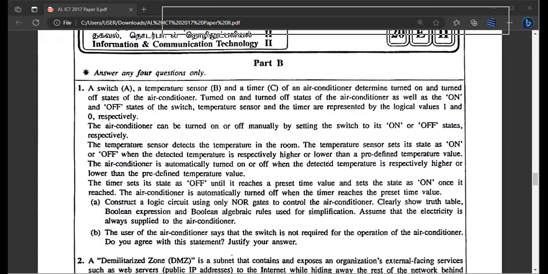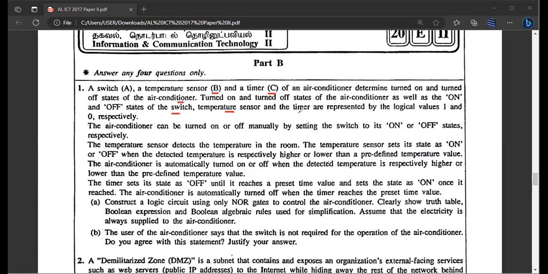2017 advanced level logic gate question, right? A switch A, a temperature sensor B, and a timer C of an air conditioner determine turn on and turn off states of the air conditioner. Turn on and turn off states of the air conditioner as well as the on and off states of the switch, temperature sensor, and the timer are represented by the logical values 1 and 0 respectively. That means if it is on, 1, off, 0.